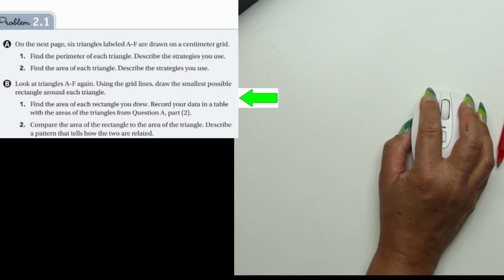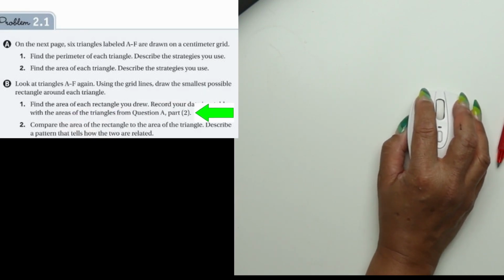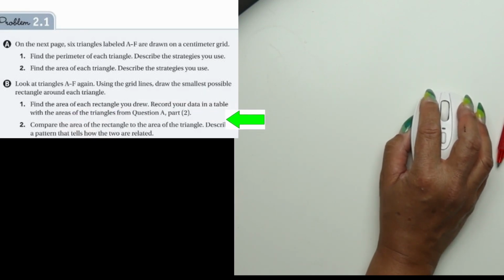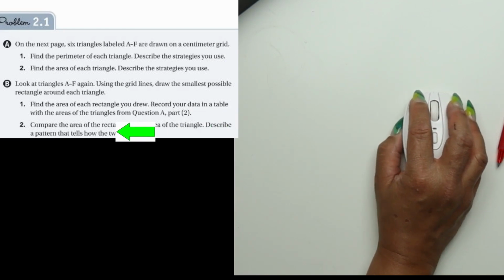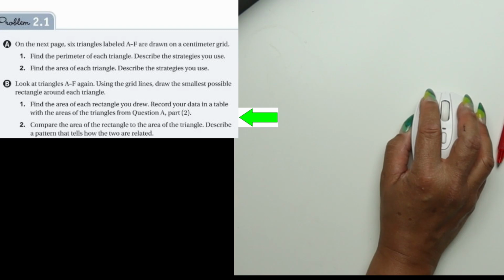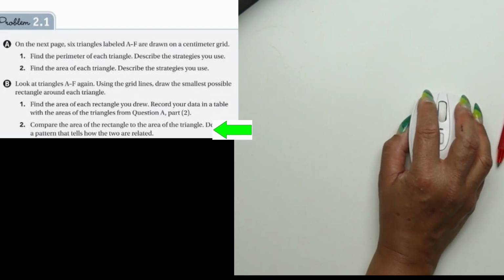Use grid lines, draw the smallest possible rectangle around each triangle. We want to find the area of each rectangle. Record your data in the data table for question A, part 2, and compare the area of the rectangle to the area of the triangle. Compare a pattern that tells you how the two are related.